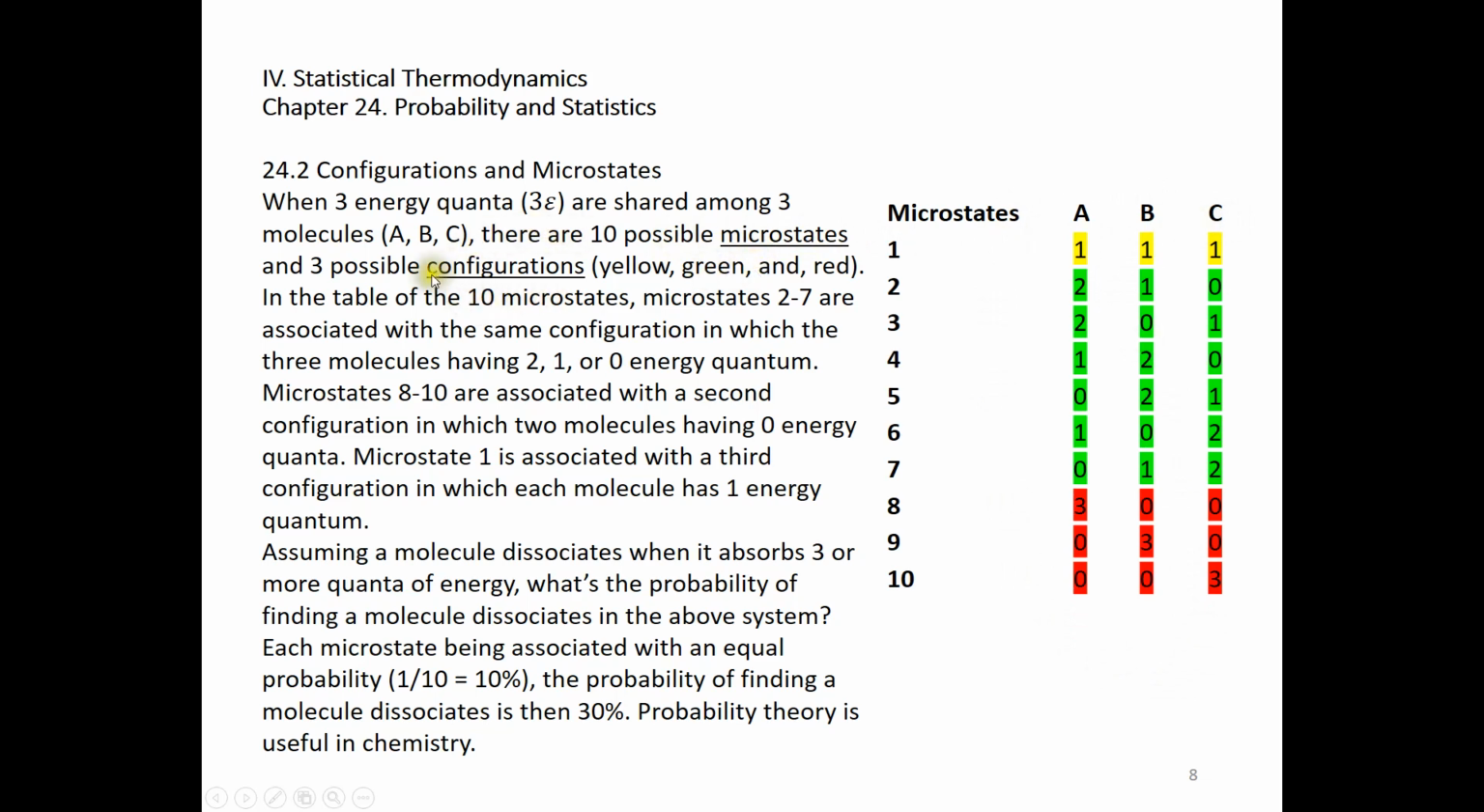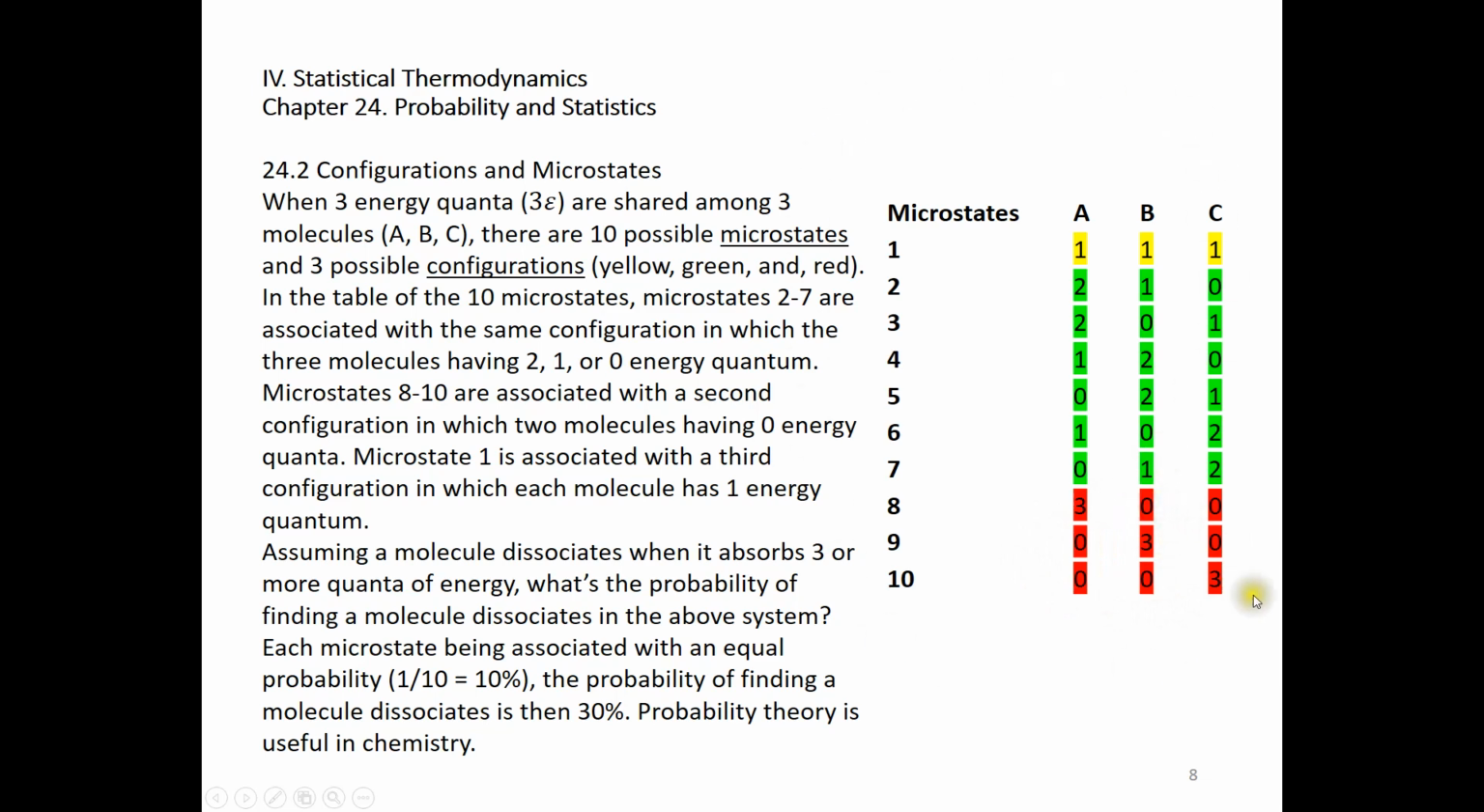Also, we define configurations this way. There are 3 possible configurations. The yellow configuration, we have 111. The green configuration, we know one of the 3 molecules contains 2 energy quanta. One molecule contains 1 energy quantum. The third molecule gets nothing. That's our second configuration. The third configuration corresponds to just one molecule having all 3 energy quanta.